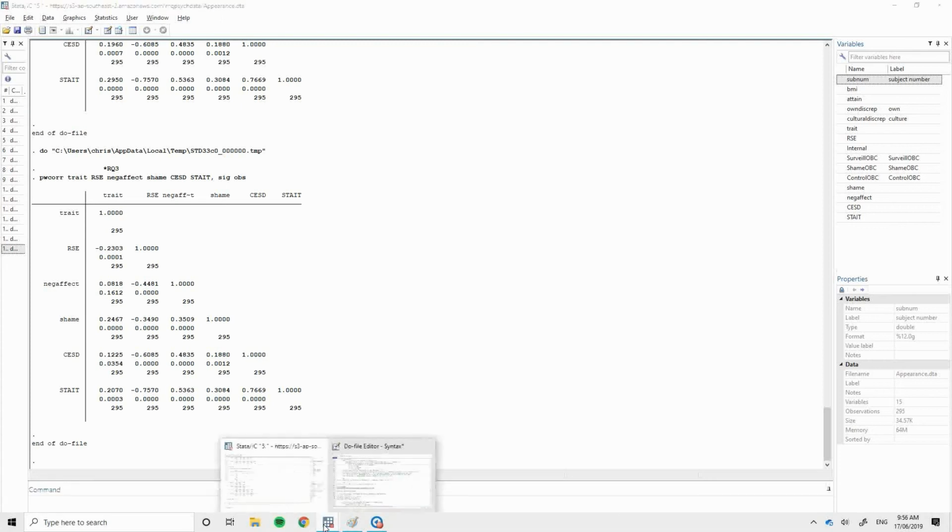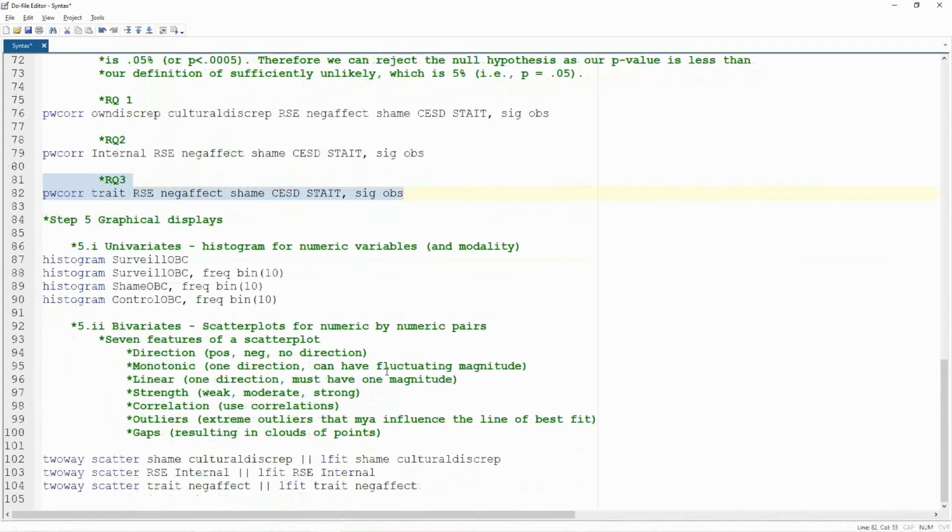Okay, so now that we've done our correlations, it's important to follow these up with scatter plots. Whether you do your graphs or your numerics first really doesn't matter, but they all need to be done. If we're looking at numeric by numeric pairs of variables, the appropriate bivariate graphical output is a scatter plot. So we'll have a look at one of these.